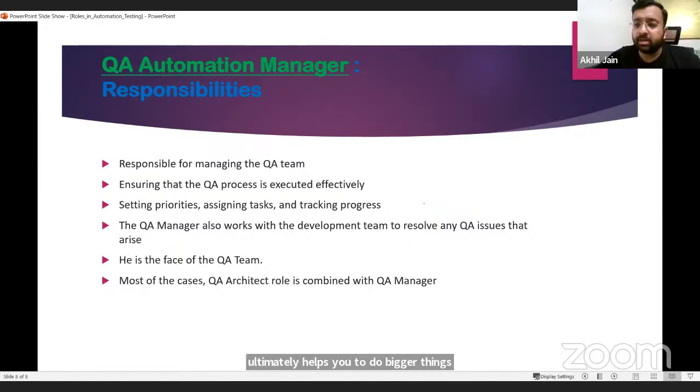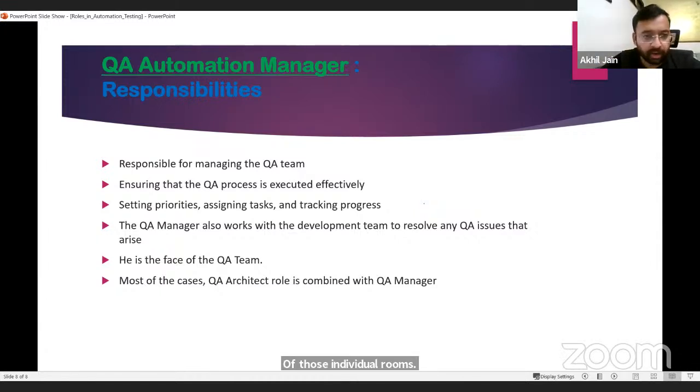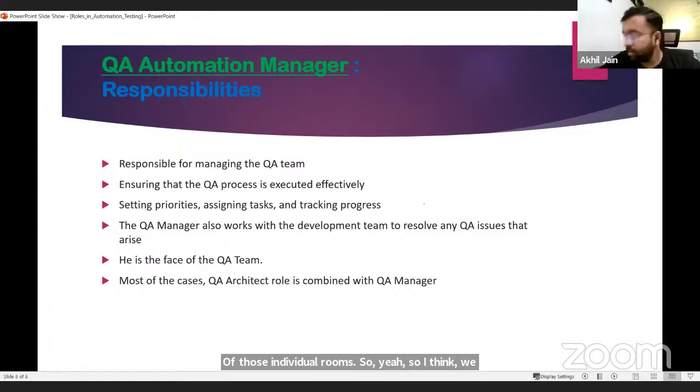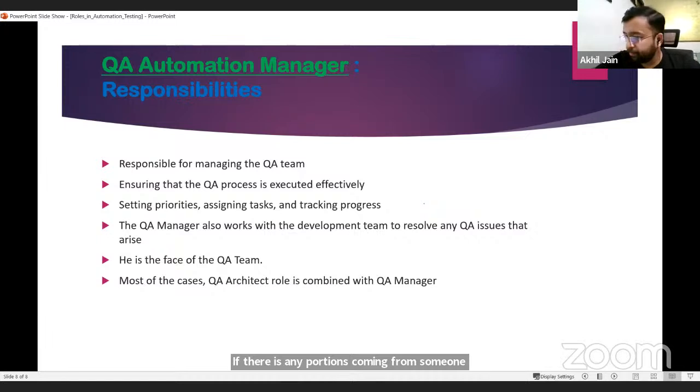So that is my perspective around all this, and this is how the roles and the responsibilities of those individual roles are. I think we covered all of those, and this is what the agenda of the meeting was today. If there are any questions from someone, I'll be happy to answer them.